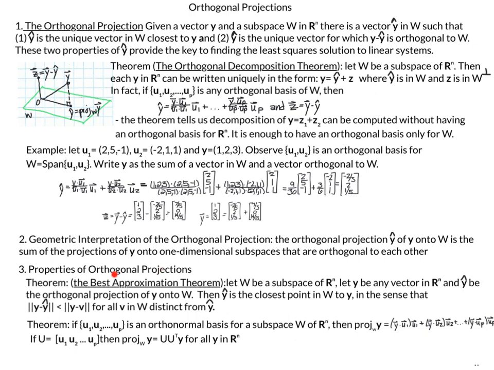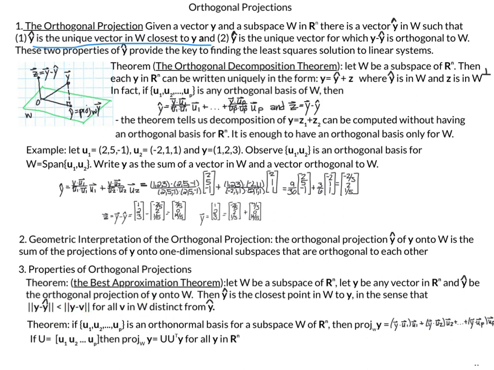Last, we have properties of orthogonal projections. The first one is the best approximation theorem, that gave us the fact that y hat, which we calculated using the orthogonal decomposition theorem, is the unique vector in W closest to y. I'll just read the best approximation theorem. Let W be a subspace of Rn, y any vector in Rn, and y hat the orthogonal projection of y onto W. Then y hat is the closest point in W to y, in the sense that the distance between y and y hat is less than the distance between y and any other vector v in W.